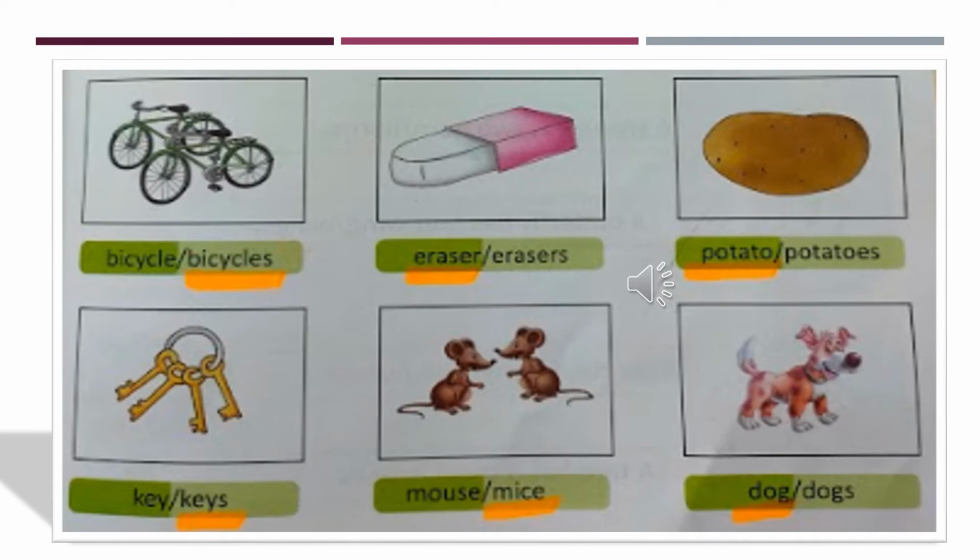Next, this is one eraser, singular, so we will underline eraser. Third picture, one potato is there, so again it is singular and we will underline potato. In the next picture, these are many keys. So these are plural, so we will underline keys. In the next one, there are two mouse. So the plural of mouse is mice and we will underline mice. Last picture, it's a dog, one dog. So this is a singular picture, so we will underline the singular word dog.